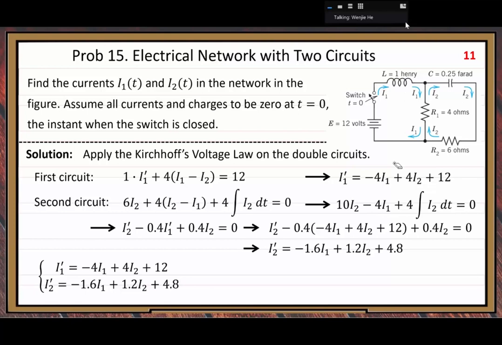But in this ODE, the main difference compared with the previous one is that it's non-homogeneous. There is a constant term: first equation 12, second equation 4.8. That means we have a G vector. We need to solve this general equation, Y prime equals A times Y plus that G vector. So we need a non-homogeneous version.